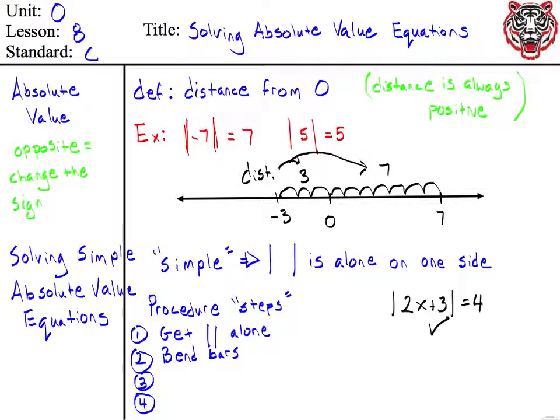By bending the bars, what I mean by this is the absolute value sign gets bent into just a parenthesis. So I'm going to rewrite that over here. The parenthesis is now 2x plus 3 parenthesis is equal to 4. I bend the bars into these parentheses.